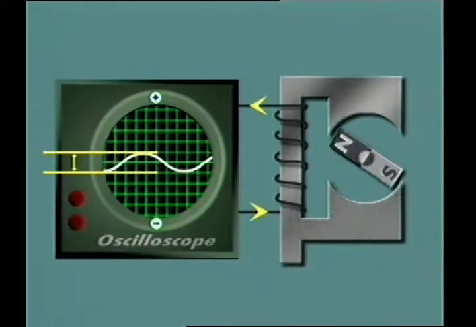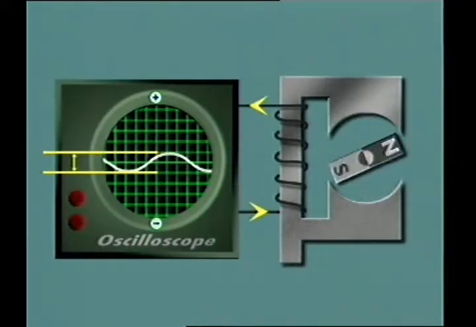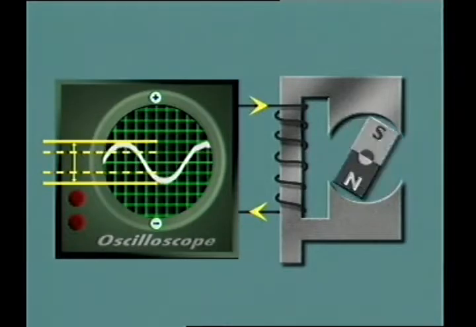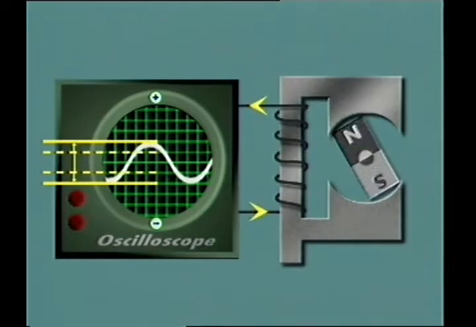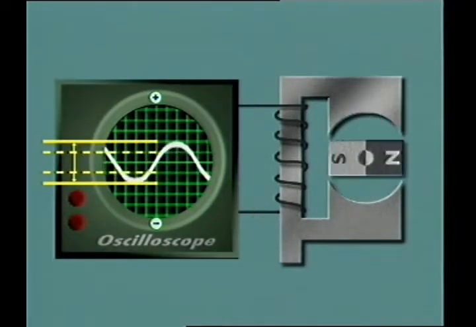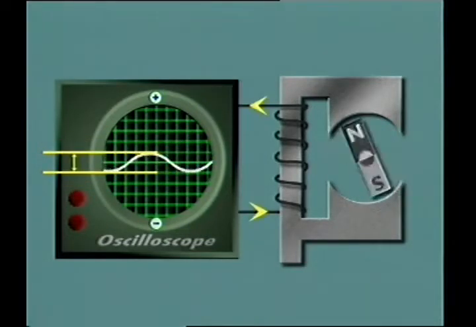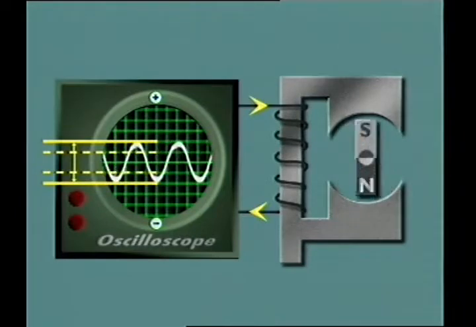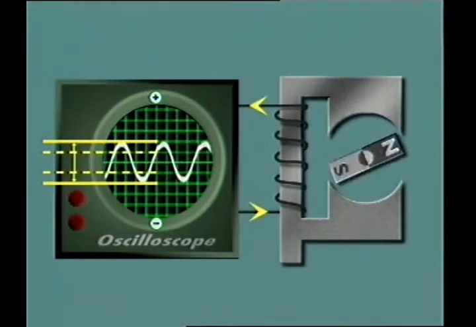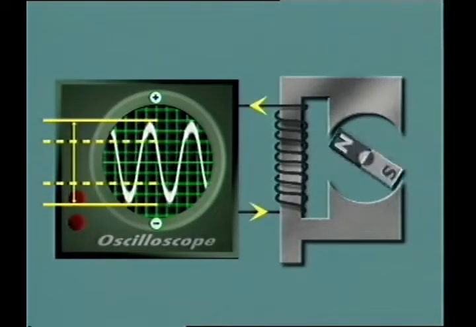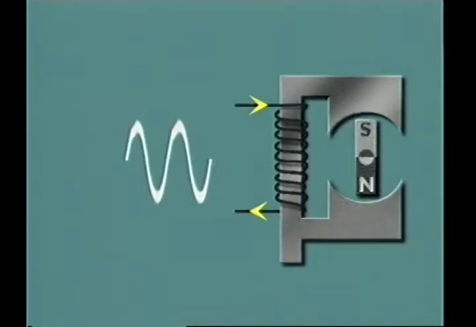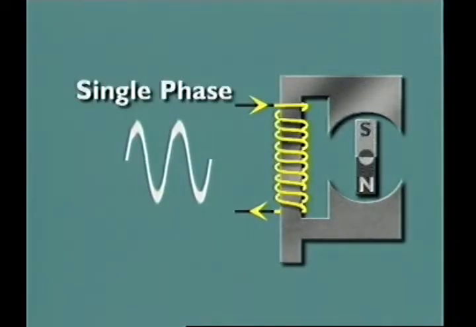The value of the induced EMF depends on the strength of the magnetic field. Increasing the strength of the magnetic field increases the value of the induced EMF. It also depends on the speed at which the magnet rotates and on the number of turns of wire on the stationary coil. This simple model has only one stationary coil. This is called single phase.